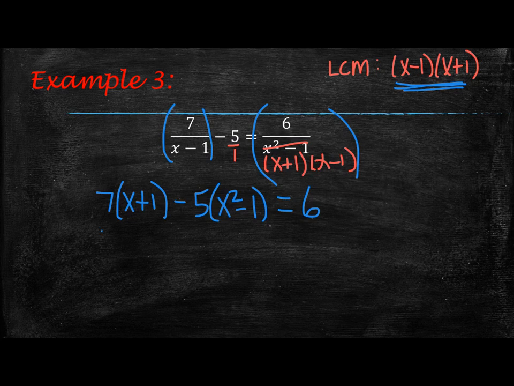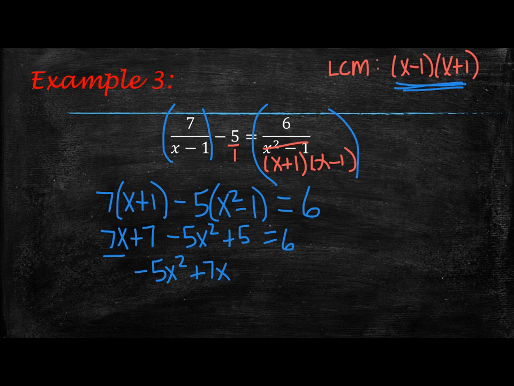Now let's go ahead and simplify. So that would be 7x plus 7 minus 5x squared plus 5 equals 6. So if I get everything on one side, I'm going to have negative 5x squared. Then I'm going to have the 7x. Then I'm going to have the 7 plus 5, which is 12, and then I'm going to subtract that 6 over to make that go away. So 7 and 5 is 12, minus 6 would be a plus 6. And that's equal to 0.